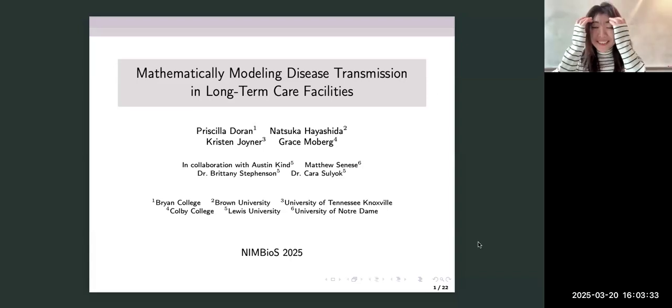Thank you so much for coming to listen to our talk. I'm here with Priscilla, Kristen, and Grace, and we're here to talk about some of the research that we did over the summer at Summer ICERM at Brown University under the amazing guidance of Dr. Sulyok and Dr. Stevenson, along with Austin and Matthew, who are our grad TAs. The focus of our research project was mathematically modeling Clostridioides difficile transmission in long-term care facilities.